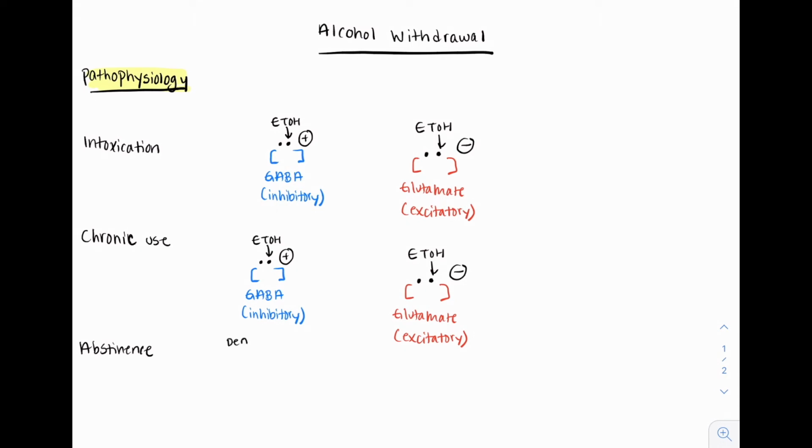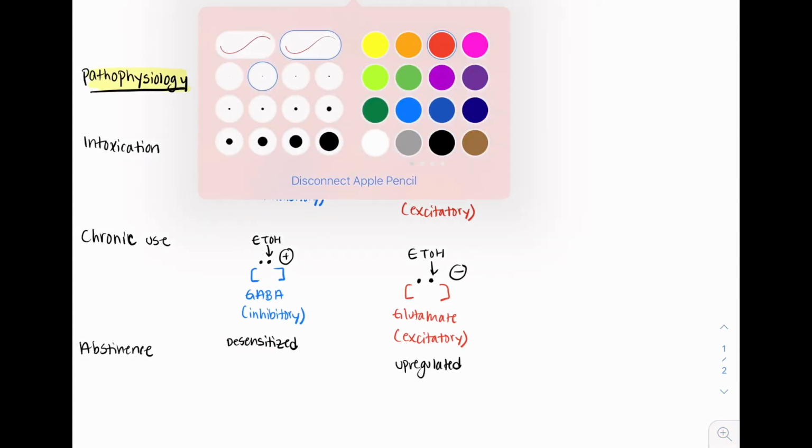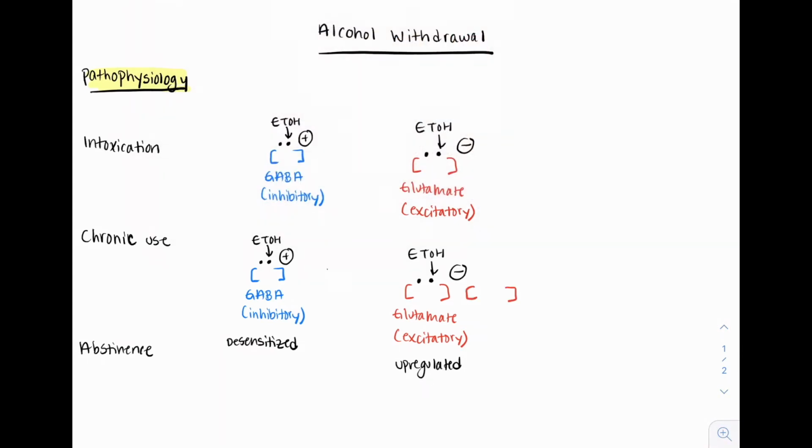Chronic use of alcohol leads to desensitization of the GABA receptors to alcohol and upregulation of the glutamate receptors, meaning more alcohol will be required to have the same effect.